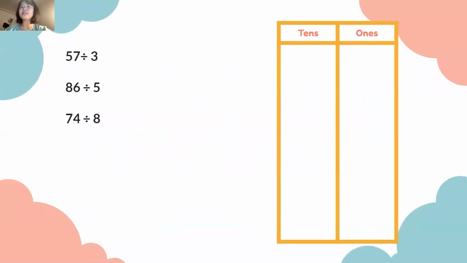Okay, let's start with 57 divided by 3. Which means we're dividing 57 into 3 equal groups. So we're breaking 57 into tens and ones first. 57 is 5 tens, 7 ones. Let's represent that in the place value chart first. We have 1, 2, 3, 4, 5 for tens, and 1, 2, 3, 4, 5, 6, 7 for ones.